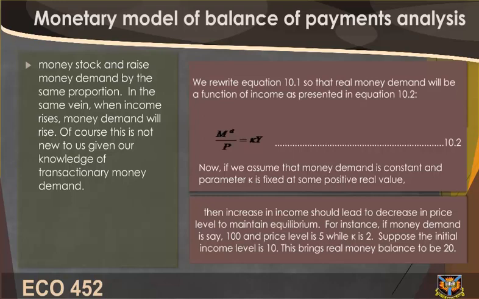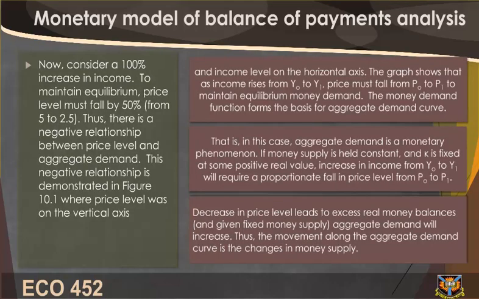Now, if we assume that money demand is constant and parameter k is fixed at some positive real value, then an increase in income should lead to a decrease in price level to maintain equilibrium. For instance, if money demand is say 100 and price level is 5 while k is 2. Suppose the initial income level is 10. This brings real money balance to be 20. Now, consider a 100% increase in income. To maintain equilibrium, price level must fall by 50% from 5 to 2.5.